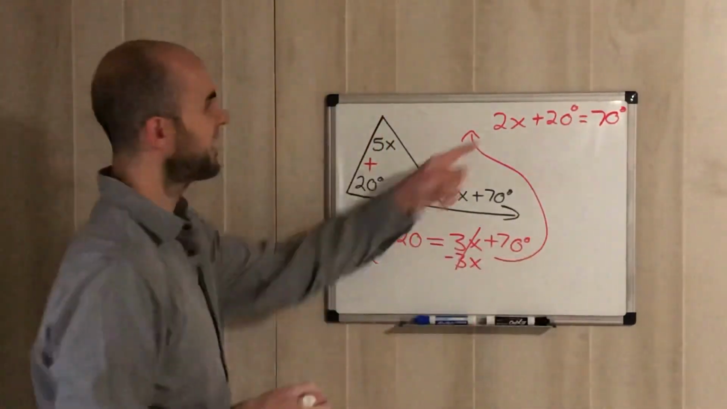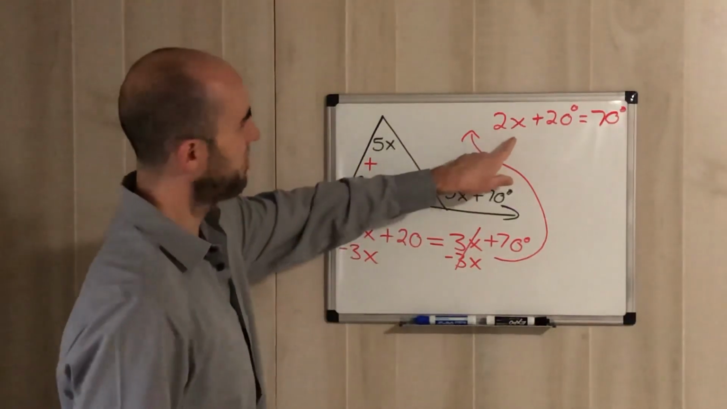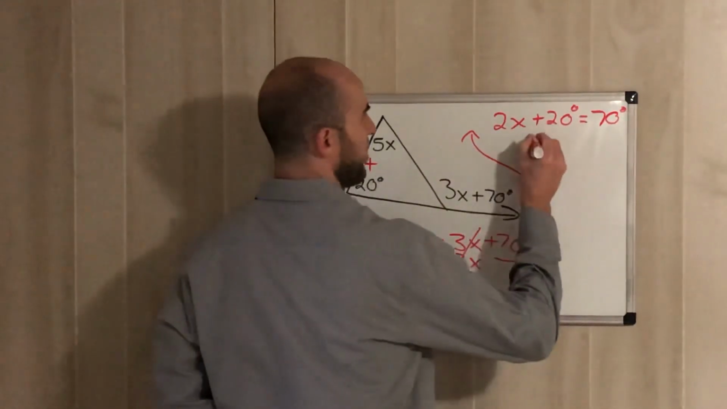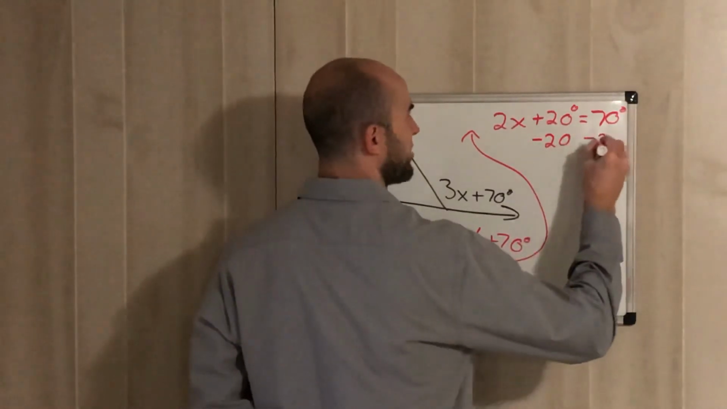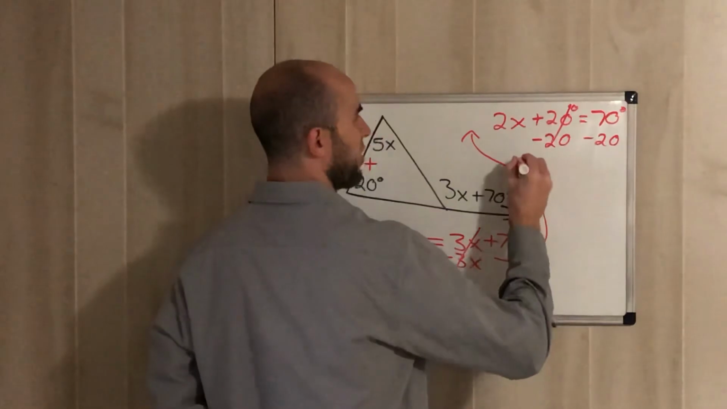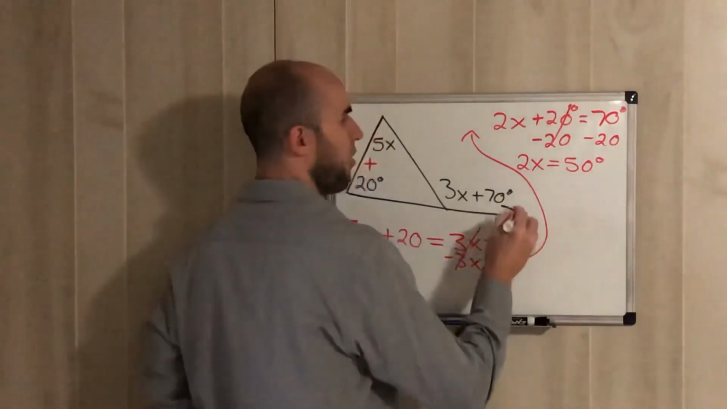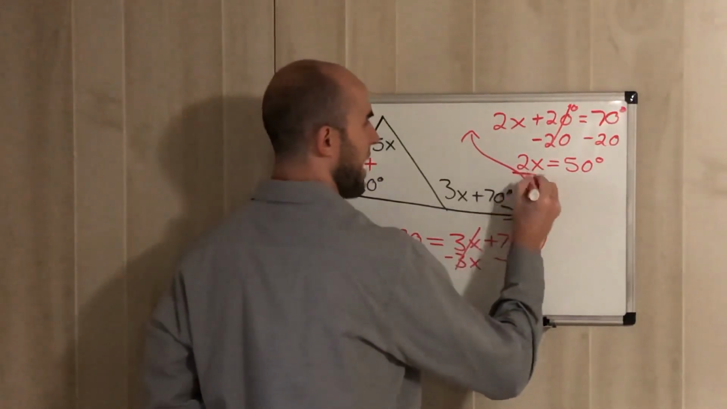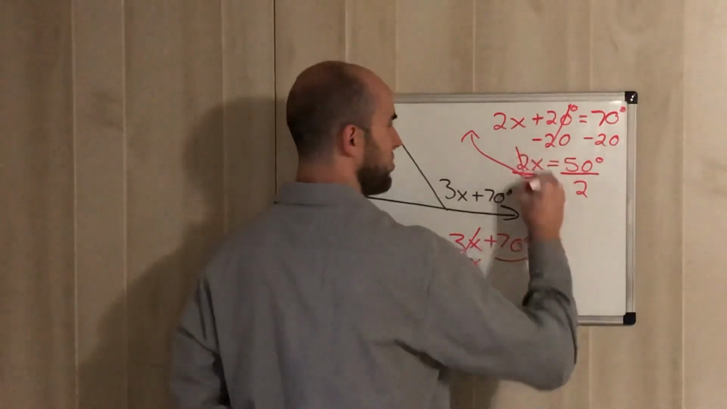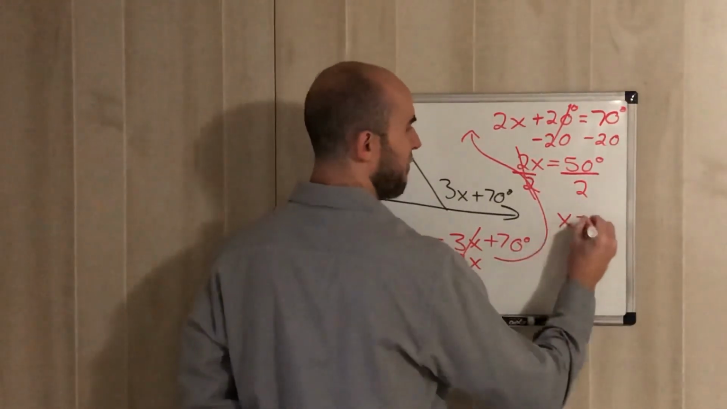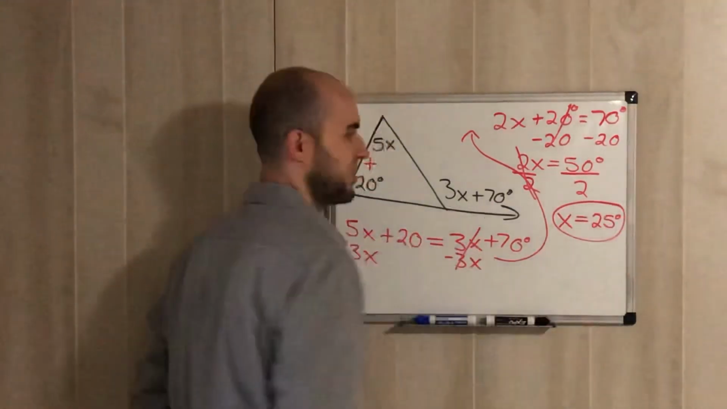Because now once you have this, all I did was just cancel out the 3x, right? Now once it comes to this, you want to get rid of the 20, so opposite of a positive 20 is a negative 20. Subtract 20, subtract 20, right? We're left with 2x equals 50 degrees. Now all we have to do, again, cancel out the 2. Opposite of multiplication is division. Divide that by 2. Divide this by 2. The 2's cancel out. And we're left with x equals 25 degrees. That's all it is, guys.